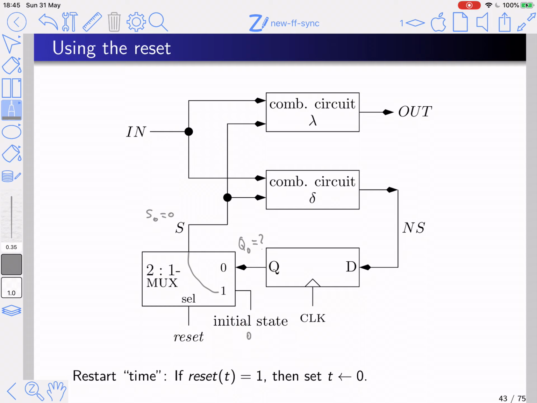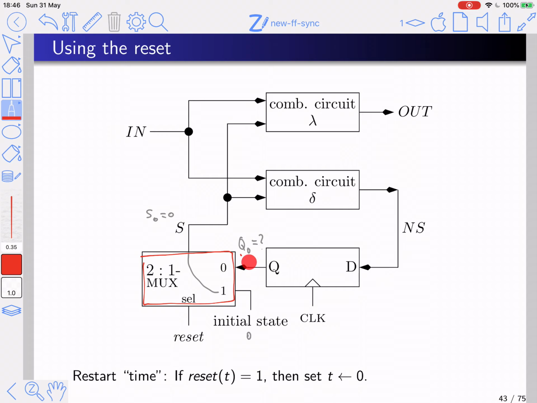Now, this is a very dirty trick, because when we think about it, we have here a mux, which is a combinational gate, one input of which is well defined, it's a 0. The other input is well defined, it's a reset. We hope that the reset is functioning properly, that it's 1 in clock cycle 0 and 0 afterwards.